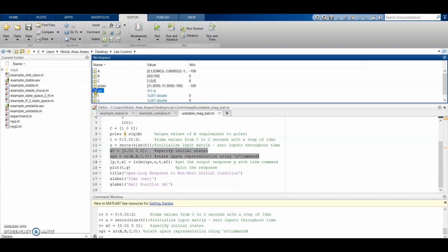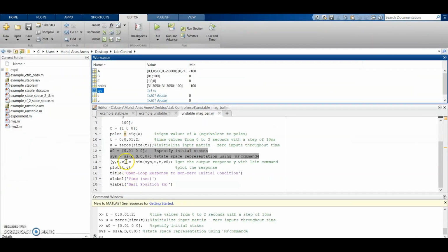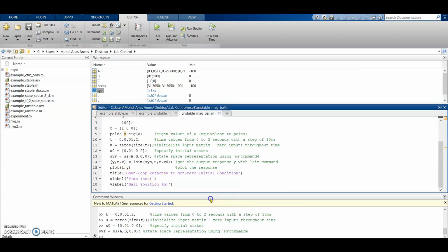So if you double click sys, it contains the whole model definition. So this is the way of writing a state space system.